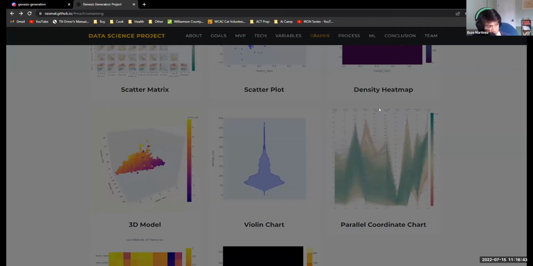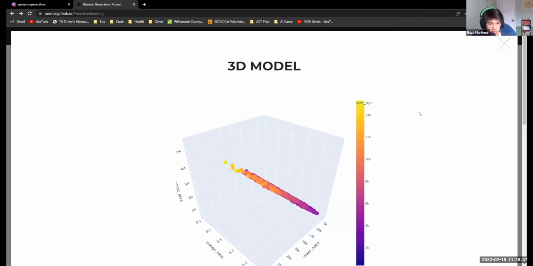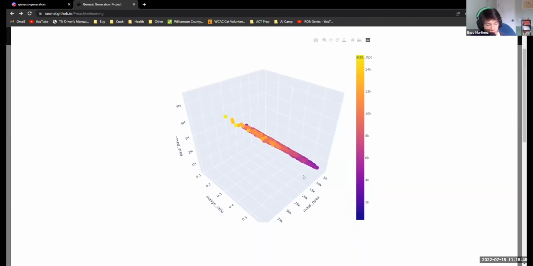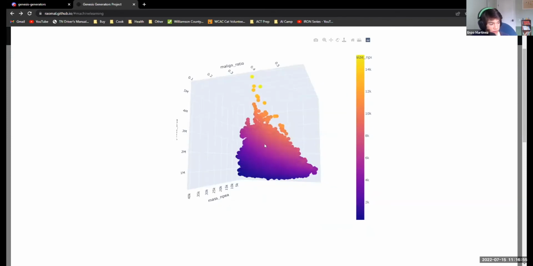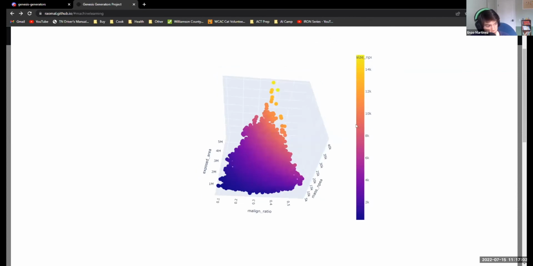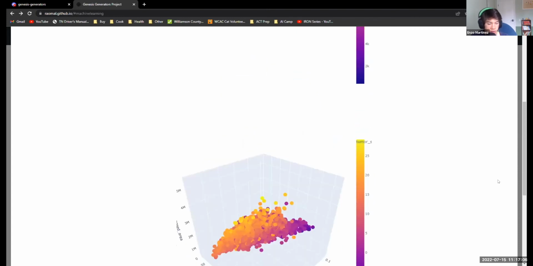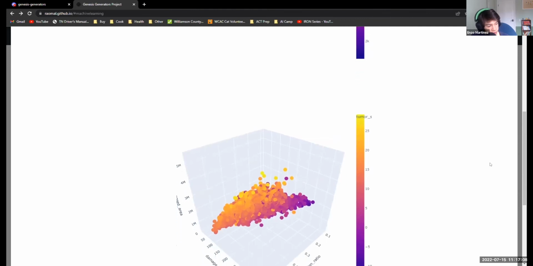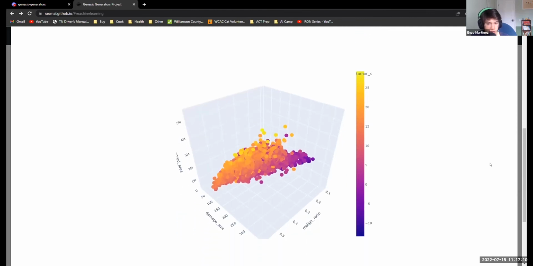Our next graph is a 3D model that's interactive and compares exposed area, malignant ratio, and mass NP, and you can hover over each of the dots and see the individual details of them, as well as move around the graph. We also have a second graph under it that compares exposed area, damage size, and malignant ratio, as well as tumor size with color.